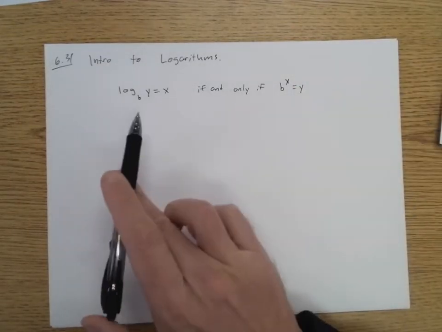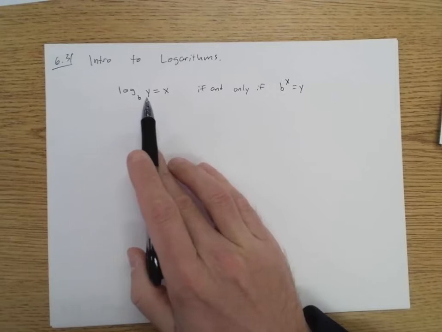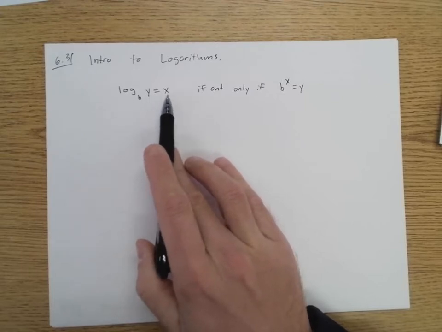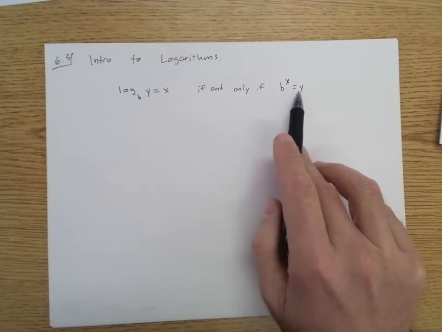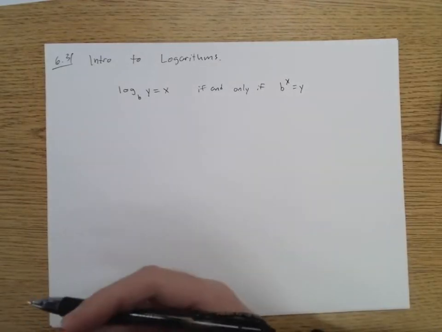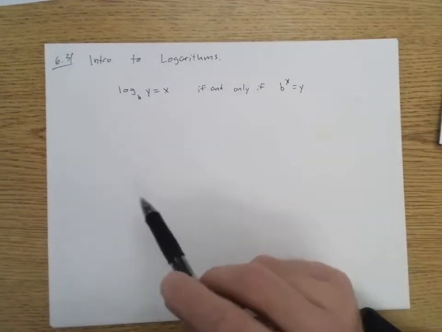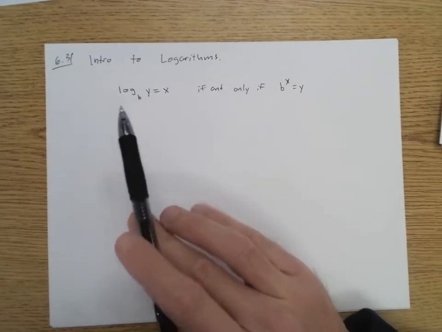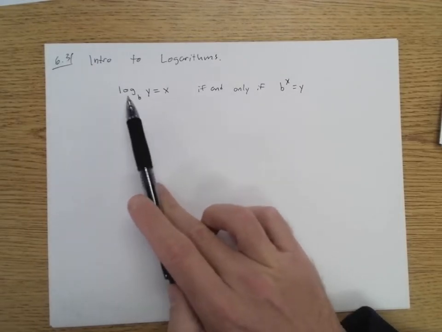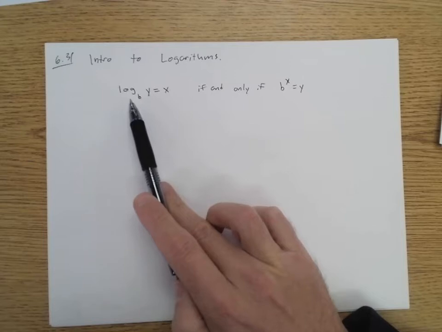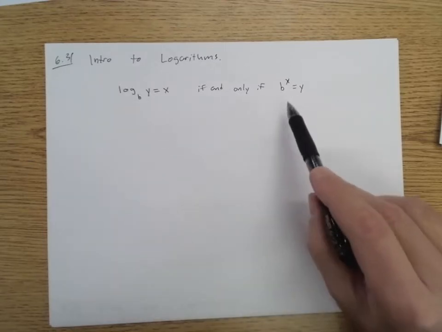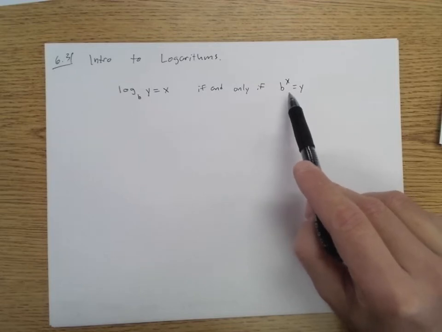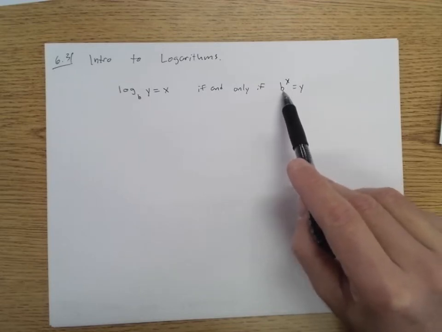And so we would read this as log base b of y equals x, if and only if b to the power of x equals y. Of course that's a lot of variables, kind of hard to keep everything straight. The main thing you should be aware of right now is that a logarithm always has a base. In this case the base is b, whereas an exponential function always has a base as well, and whatever has the exponent is the base.